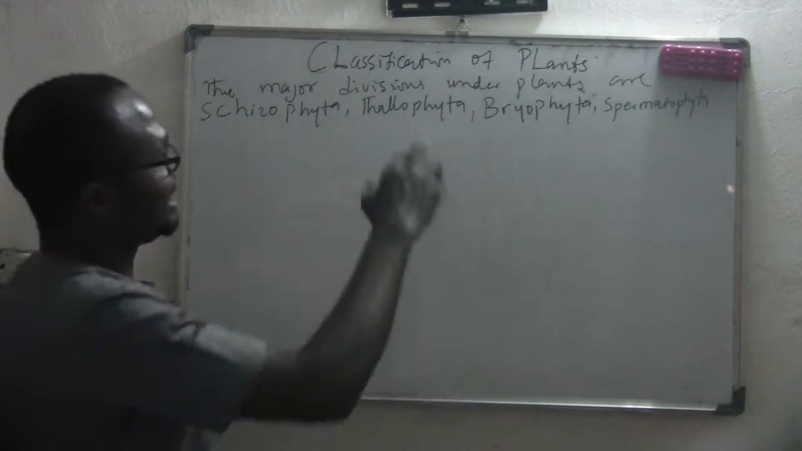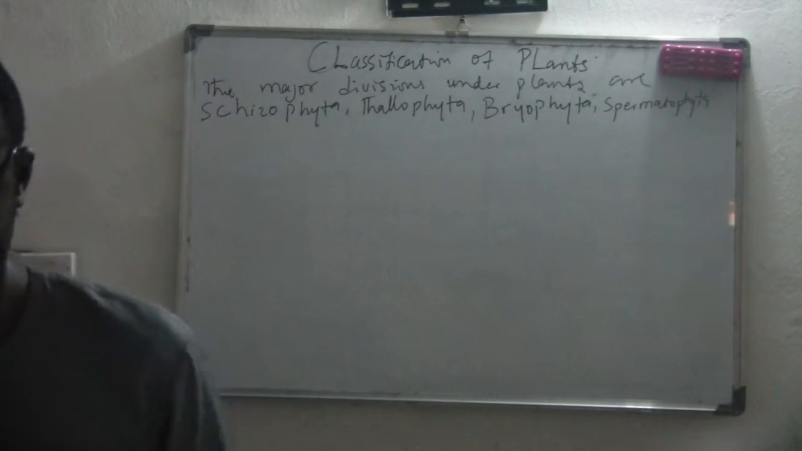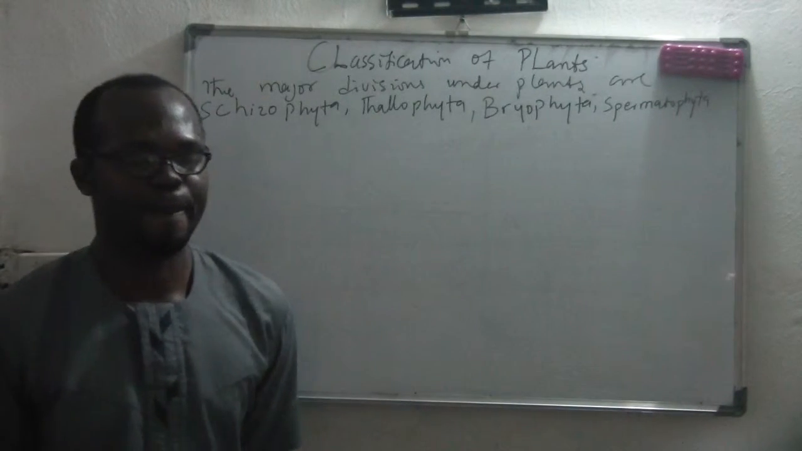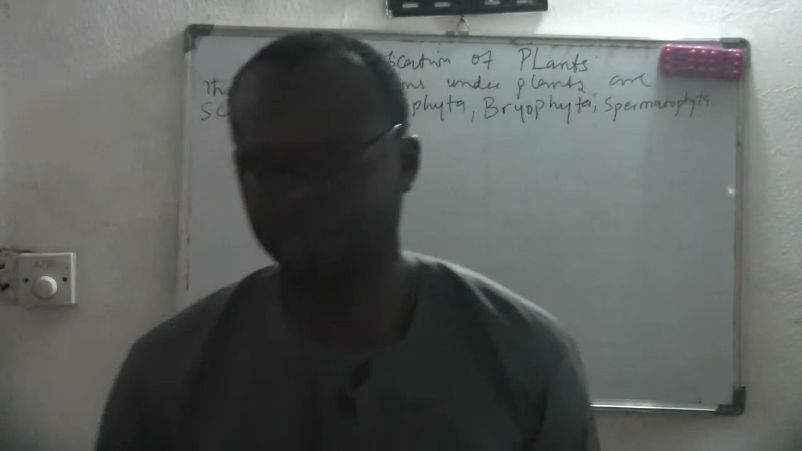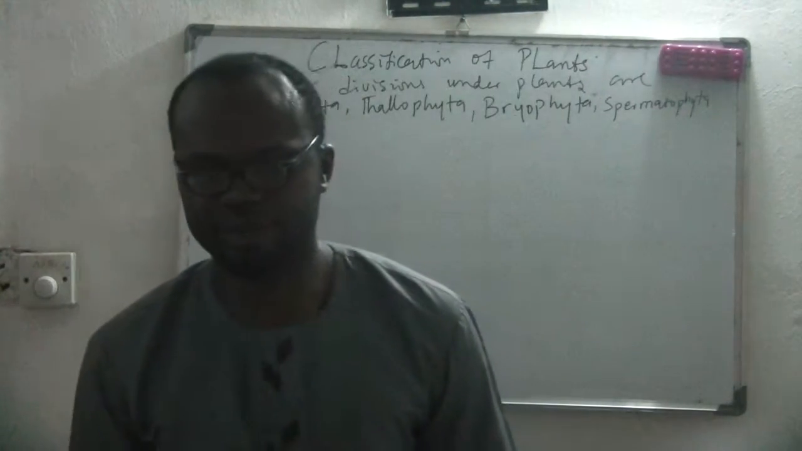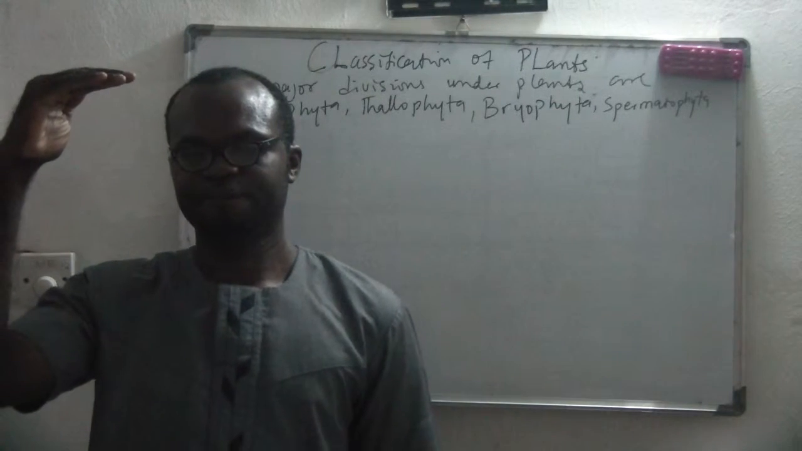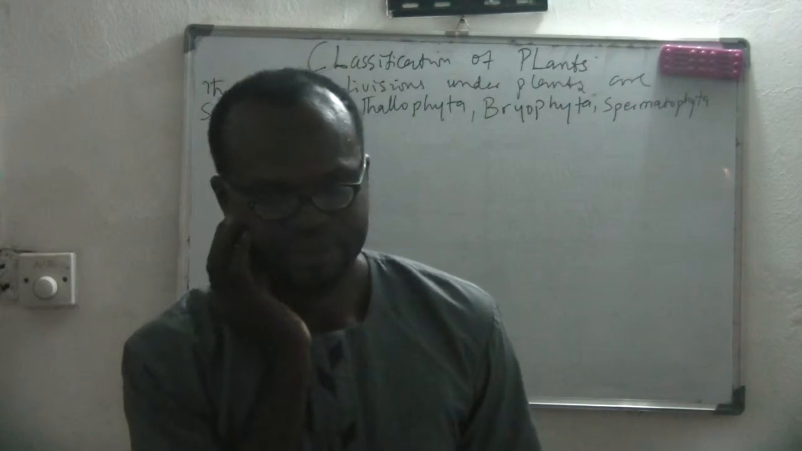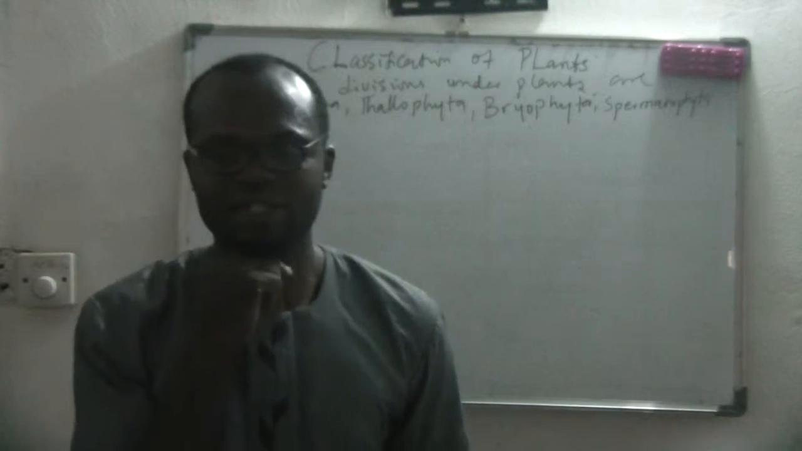We are going to be learning about the classification of plants. Classification of what? Plants. We say that when you want to classify living organisms, first of all, you classify them into two different kingdoms. Is it not? Kingdom is the number one classification. And we have two kingdoms, the plant and the animal kingdom. Now, when you come to the plant kingdom, you can classify them into divisions.